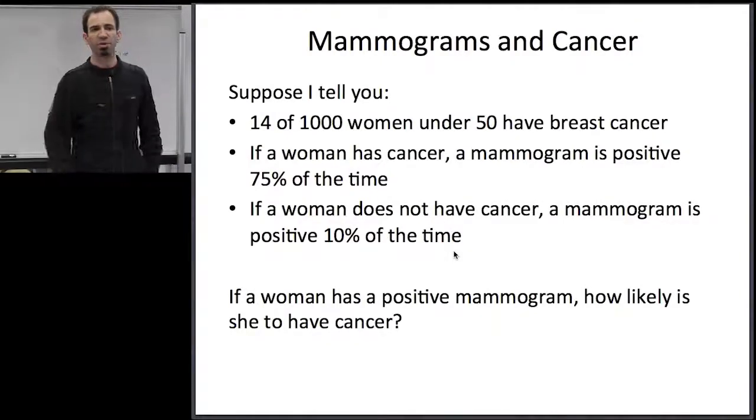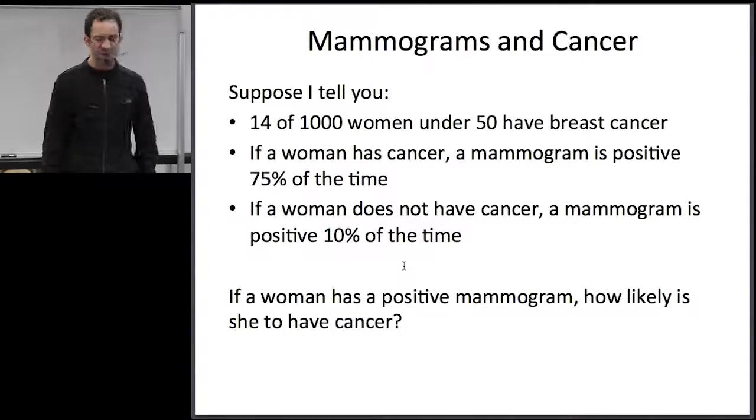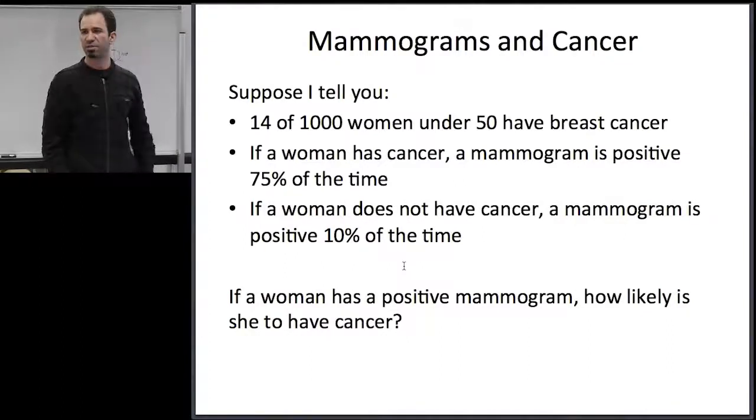Normally, when I show this to people, and I haven't been bombarding them with 2 hours of examples of guessing wrong, they say, "Well, it must be 75%, right?" But look what it says: if a woman has cancer, a mammogram is positive 75% of the time. That's not what we're asking. We're asking if a woman has a positive mammogram, what's the probability that she has cancer? We're flipping the direction of the condition, and to do that, we need to know the base rate.